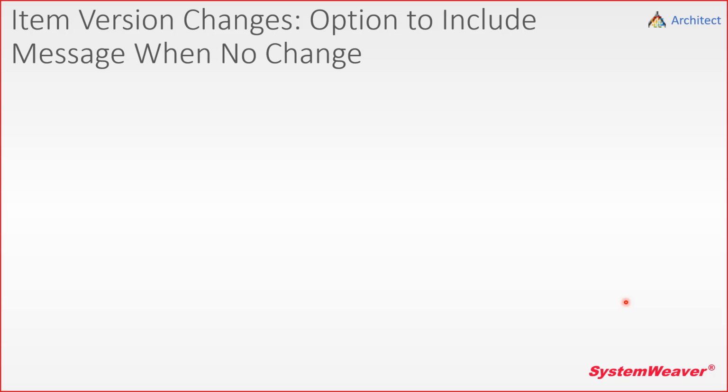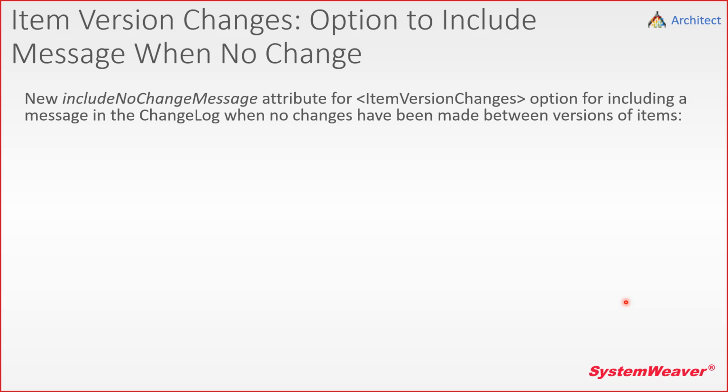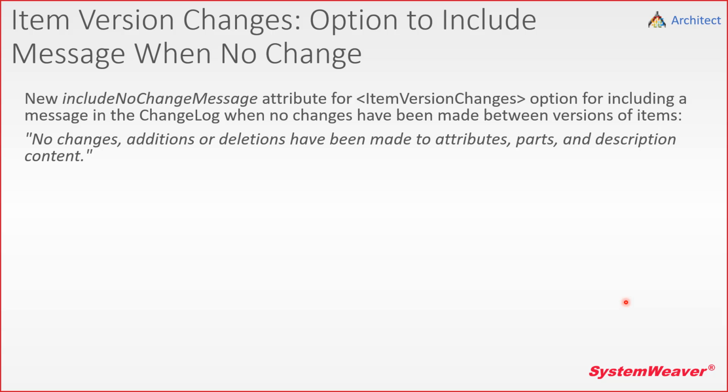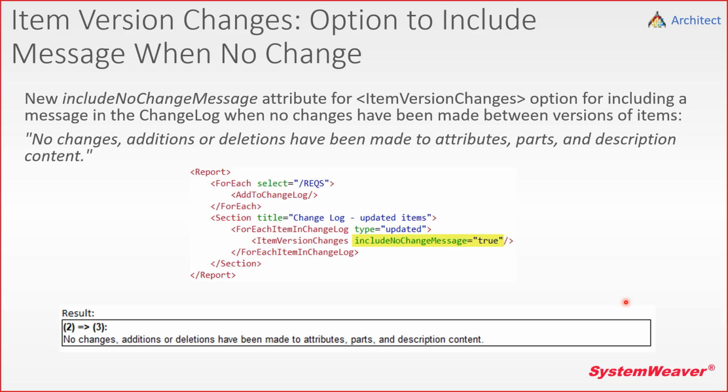Item version changes. We have added an option so you can include a message when there's no change between versions. So the attribute's called include no change message. And what it does is it places this text in your changelog: No changes, additions, or deletions have been made to attributes, parts, and description content.